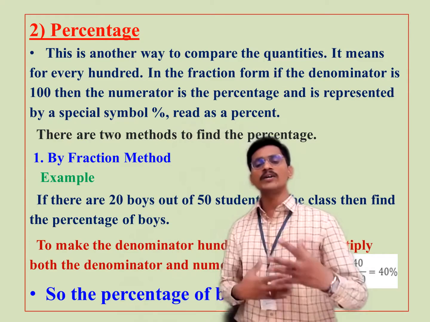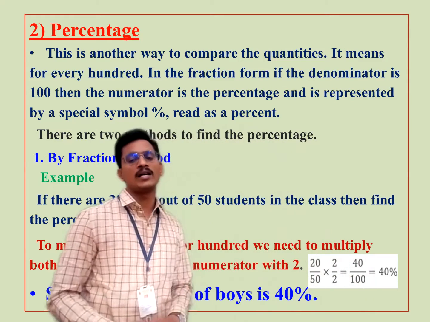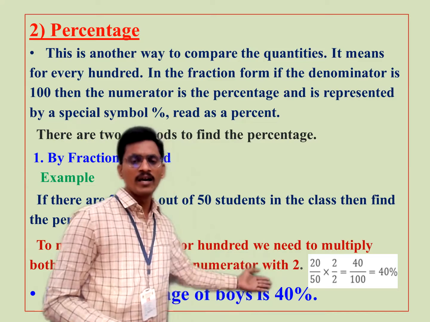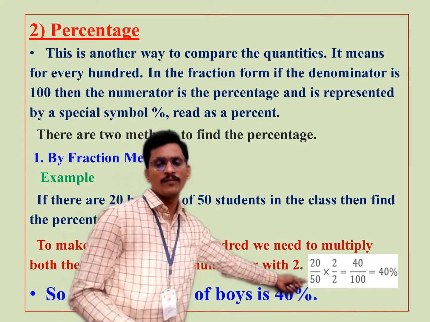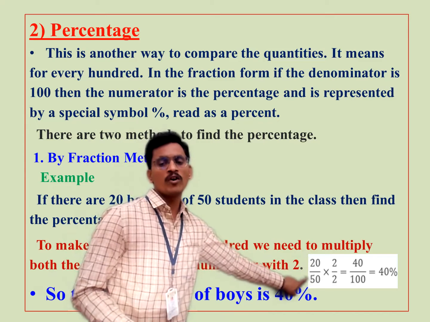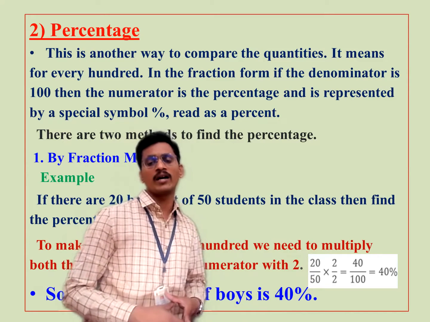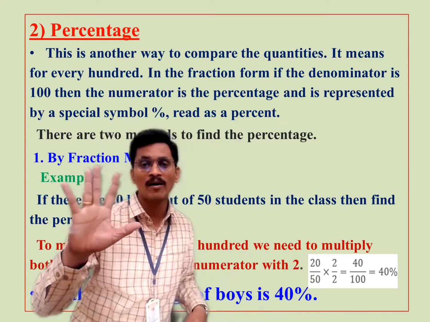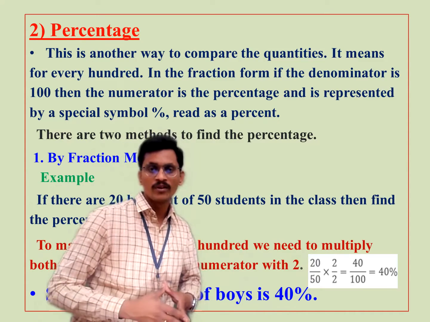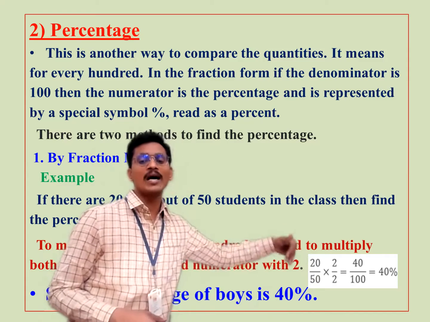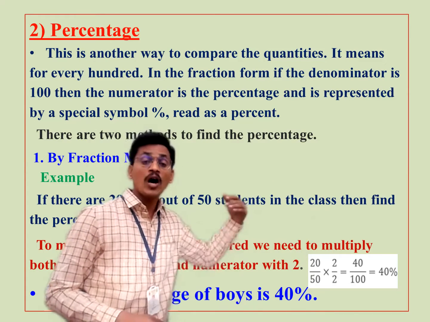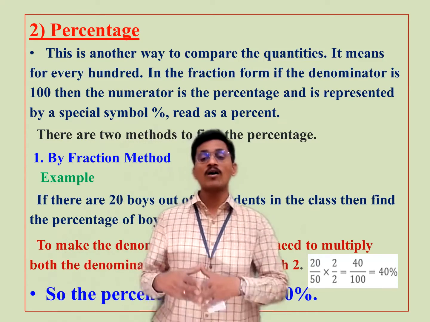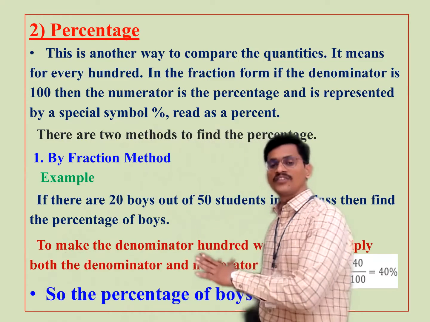And as we are converting it into percentage, we have to multiply. Per 100 means for each 100 we want, but here it is given out of 50 only. Out of 50, 20 are there, so we want denominator 100 here. How to make it 100? By multiplying by 2. If we multiply the denominator, we should multiply the numerator also. That rule we already know. So 50 twos are 100, 20 twos are 40. So out of 100, 40 are there. It means 40% boys are there.